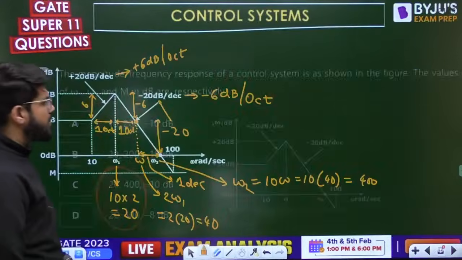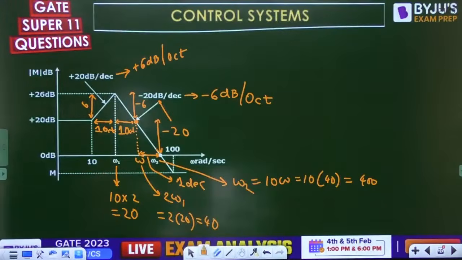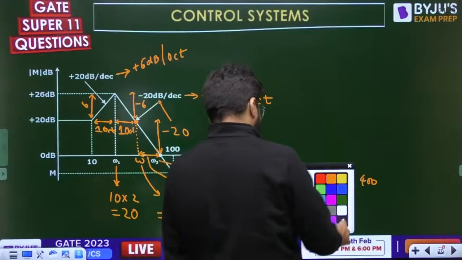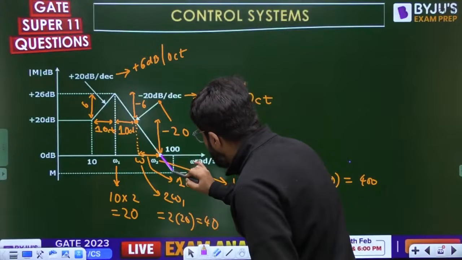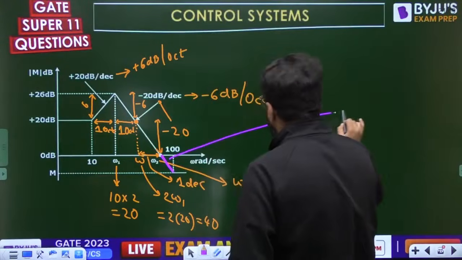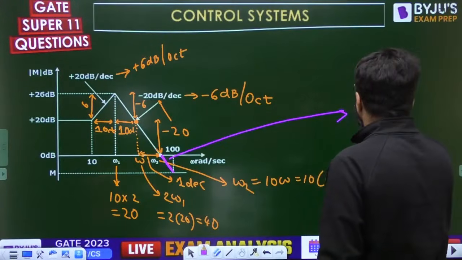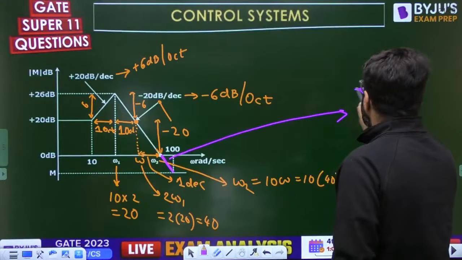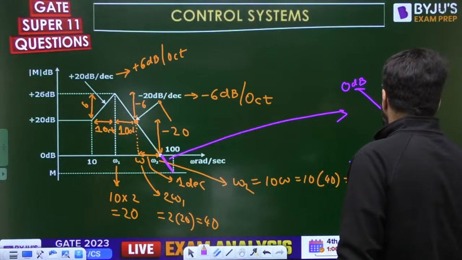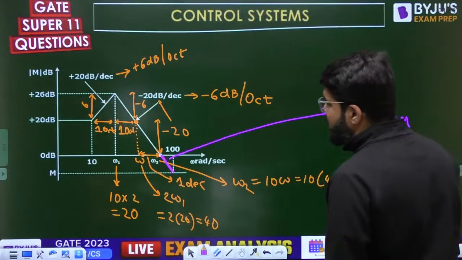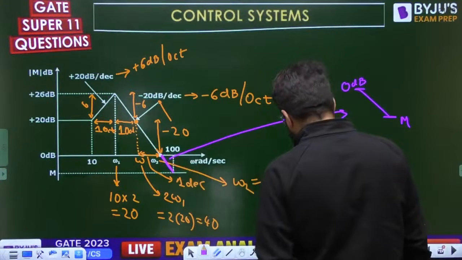We have to calculate this magnitude. So let us have a look into this particular line for this magnitude. Let us separate this. This is the line where the magnitude is 0 dB and the final magnitude is m. That is what I am looking for. The frequency, this is omega 2, which is 400.